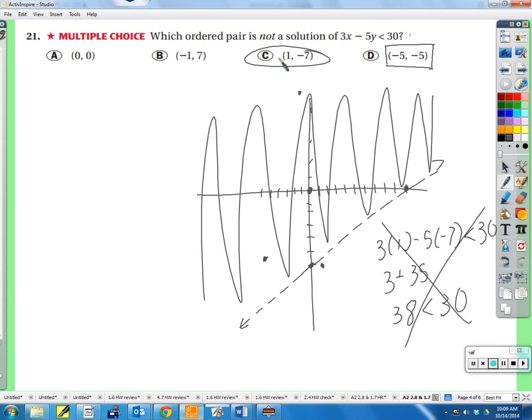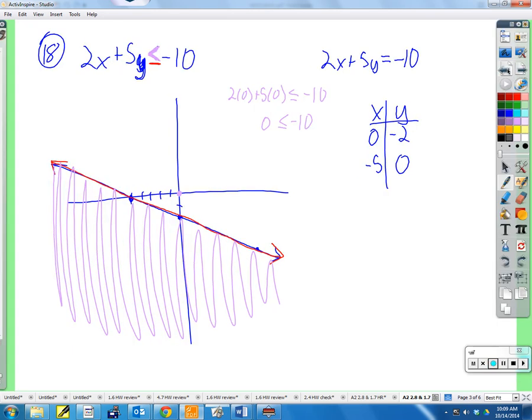Wait, so how did you graph it? I'm just curious about how I graphed it. Okay, so it's very similar to this one. We plug a 0 in for x and find y, put a 0 in for y and find x. Were you good on this one? Any questions? Does it make sense?